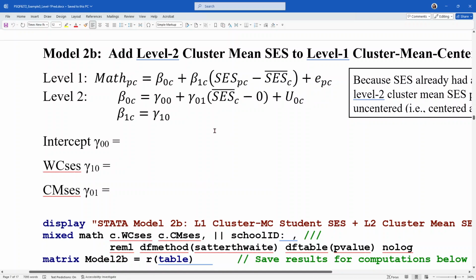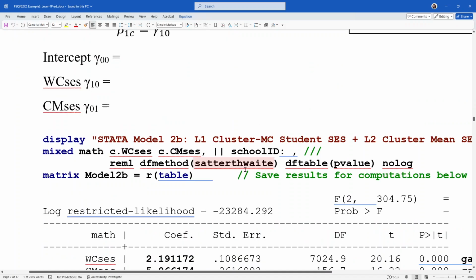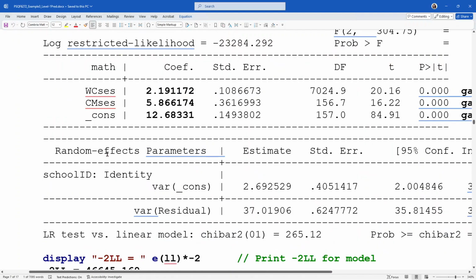So if I add in this new level 2 predictor, school mean SES, which has been left uncentered because 0 is already the mean of the variable, then note my within slope is exactly the same, 2.19. That's because these stay in their lanes. So I've added a between school relationship that is 5.87. So for every additional unit average SES for that school, that whole school's math goes up by 5.86.